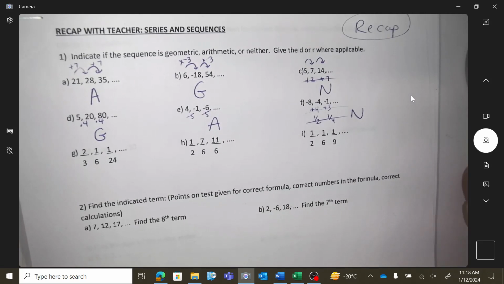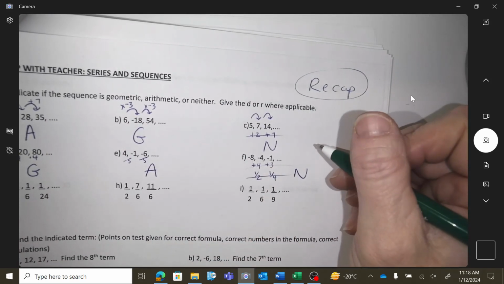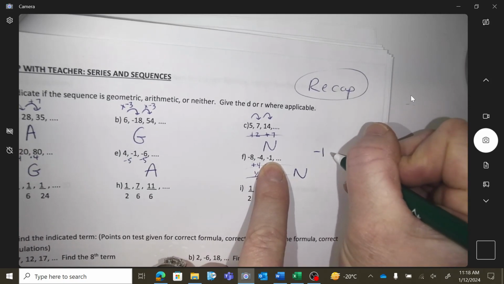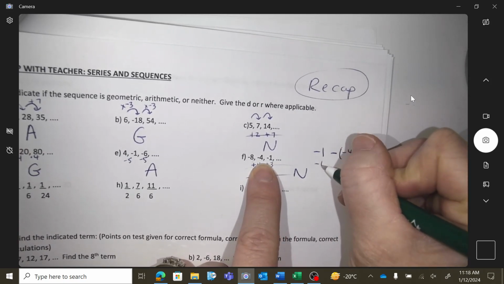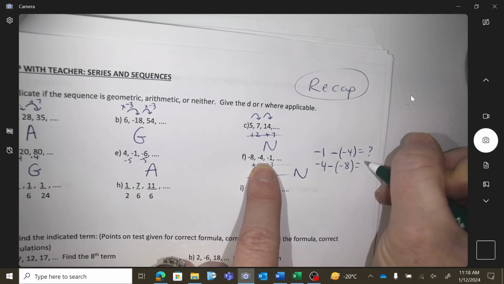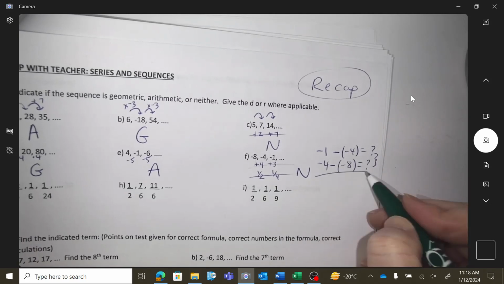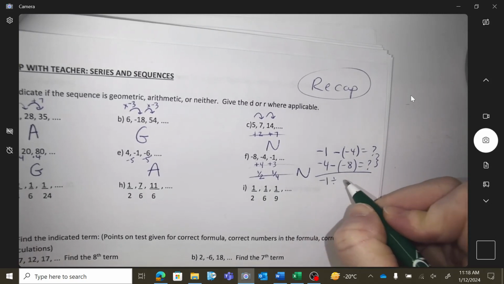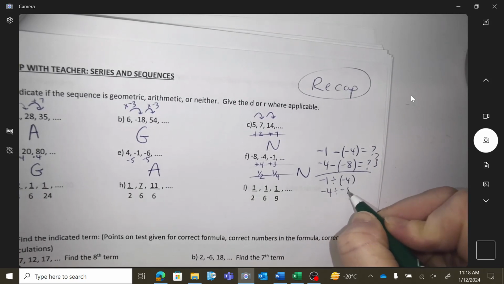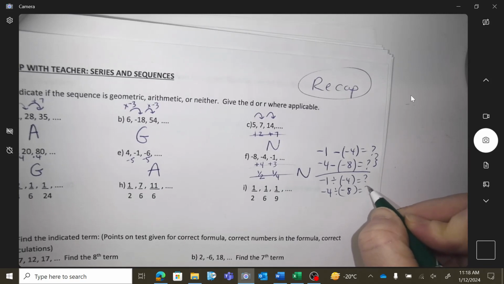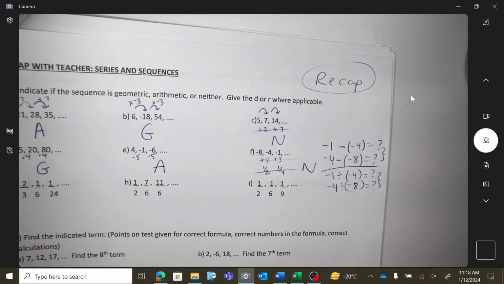So what if you just don't see it? If you don't see it, how do you really test this out? You do a term, subtract a previous term, a term, subtract a previous term, and you're trying to see if they're the same. Then you can test a term divided by a previous term, a term divided by a previous term, right? Are they the same? Nothing was the same.